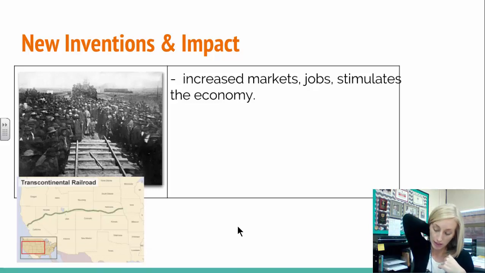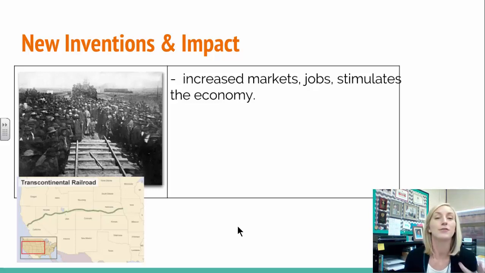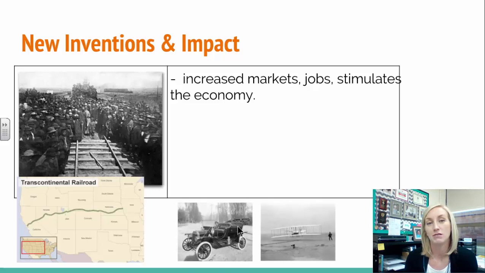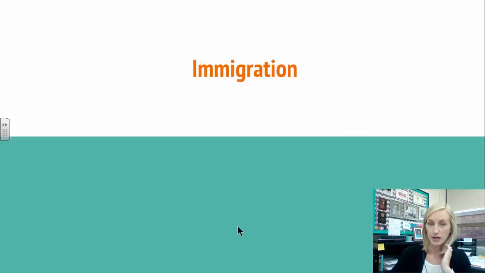So it increased markets, jobs, and it really stimulates the economy because goods are able to be transported, people are able to be transported to go work in different areas. We had 2,000 miles of railroad because of the Transcontinental Railroad. That's just, it changes the world, it changes our country. So it makes travel more reliable and widely utilized, right? And then expands settlement to the west, and that we have everyday Americans, more of them, lots more of them, all over the country. We also had at the time the invention of the automobile and the airplane, which you have read about in your guided readings.